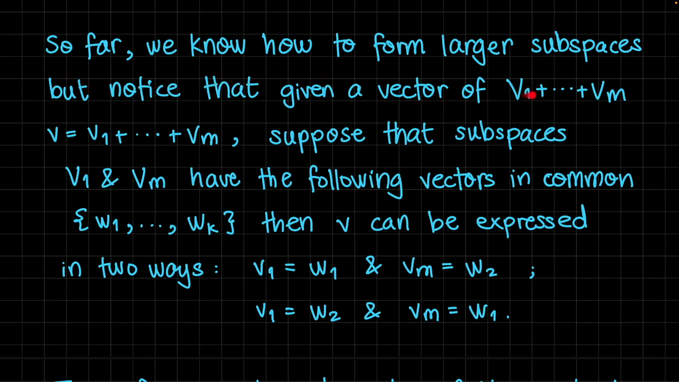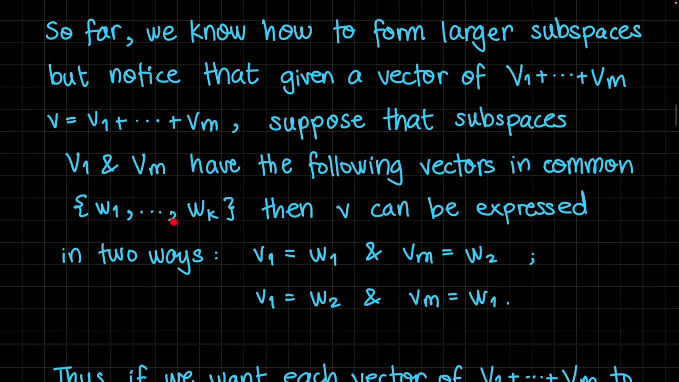So far, we know how to form larger subspaces by taking the subspace sum. But notice, say we're given a vector of the subspace sum. Let's call that v, which, because it's an element of the subspace sum, can be written as v1 plus ... plus vm, where each vi belongs to the corresponding subspace Vi. Suppose that subspaces V1 and Vm have the following vectors in common. This set is common between V1 and Vm. We're going to call these the w vectors: w1 through wk. These k vectors are common between V1 and Vm.